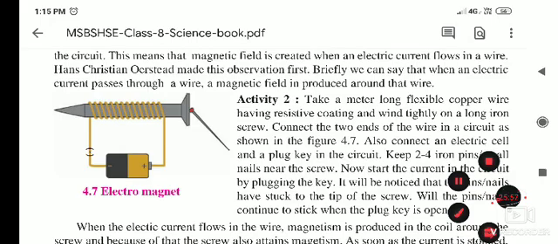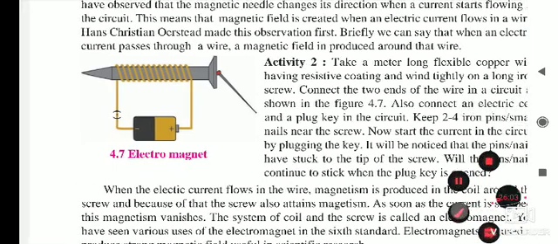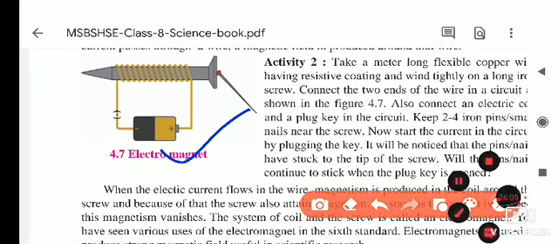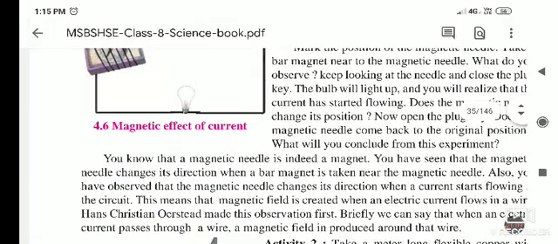So today we will stop here only. All of you do this, it is very interesting. Do this at your home and watch how it behaves like a magnet. And the structure of the electric bell we will see in our next lecture. So okay, thank you.